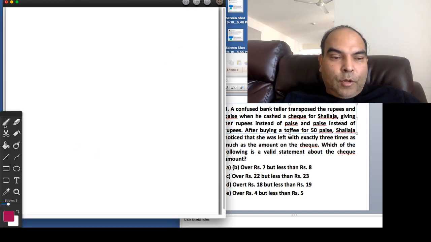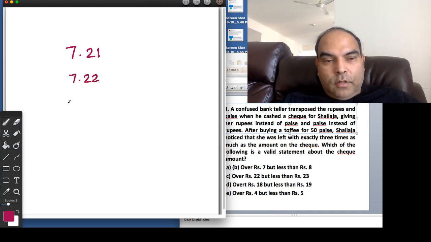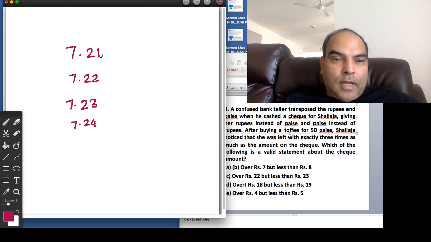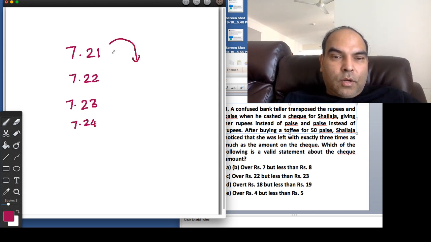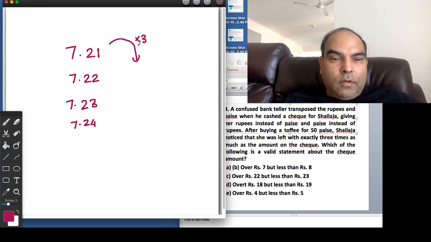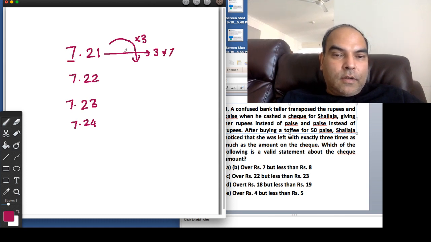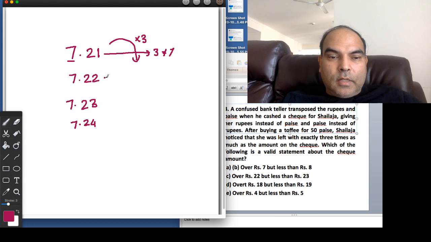So let's look at the second one. Over 7 and below 8. So is the value on the check above 7 and below 8? So again, using the into 3 corollary or structure, if it's over 7, it has to be 7.21, 7.22, 7.23 and 7.24. And through that route, the into 3 route, the unit digit here will be 3, which is not going to be equal to the 7 unit digit that you have here. So it's not working on this.